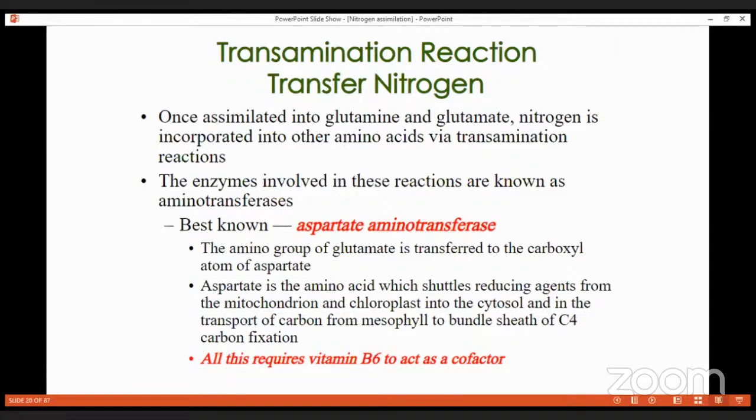It is transferring by the transamination reaction. How will transamination take place? It basically requires transfer of the amino groups. How will amino groups transfer? They require a set of enzymes known as aminotransferases. The best known enzyme is aspartate aminotransferase.